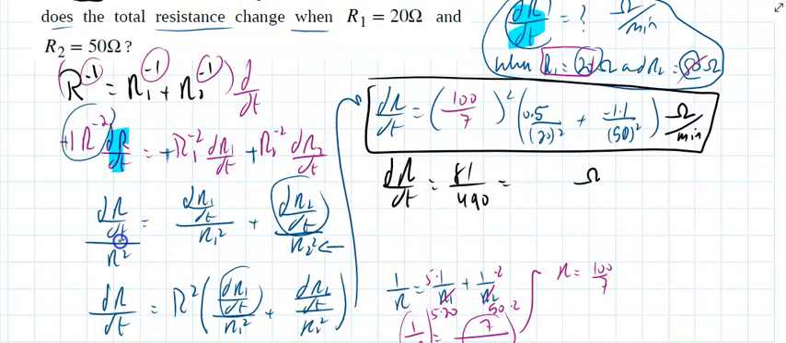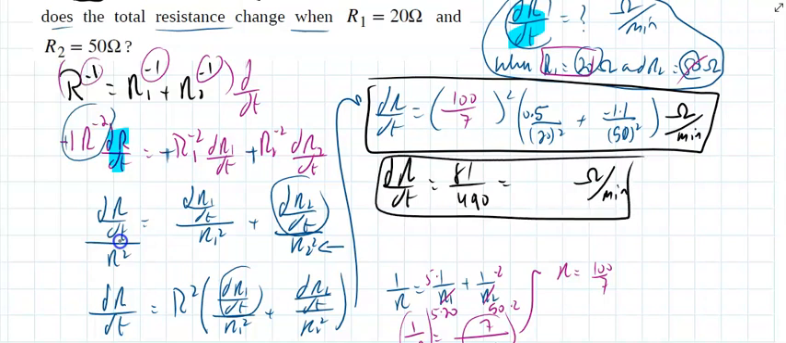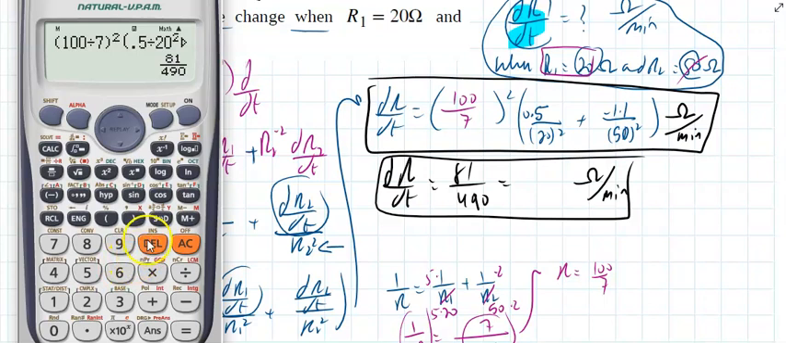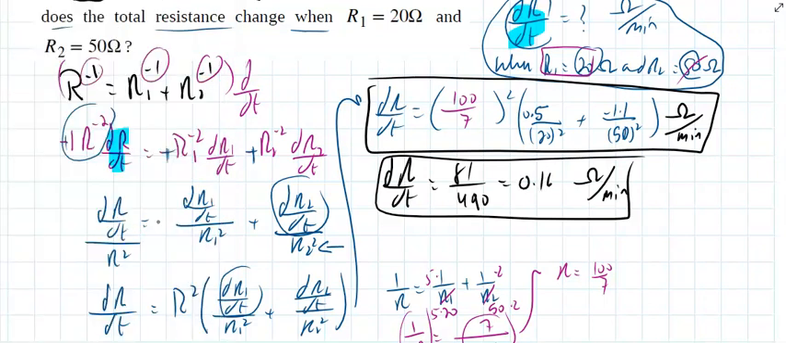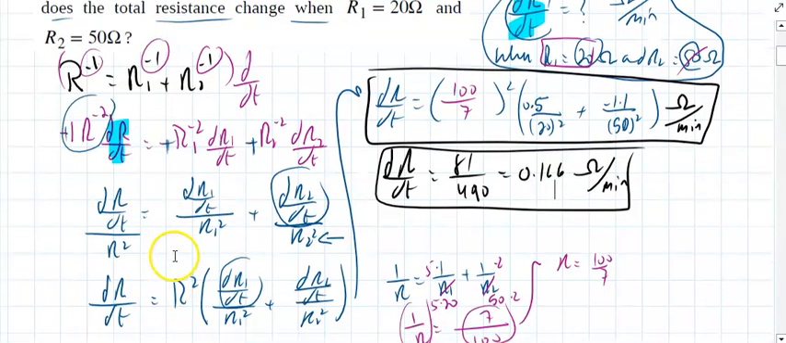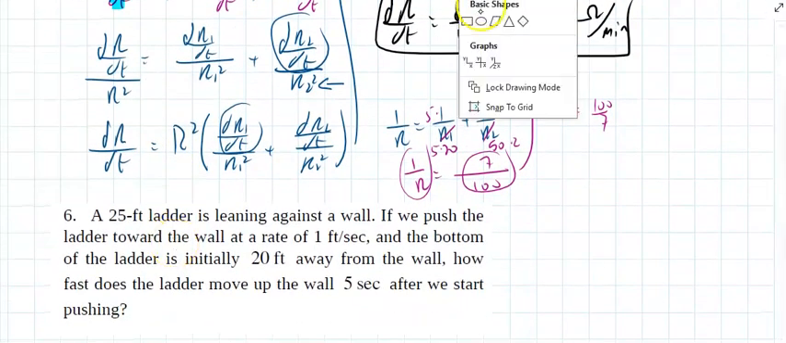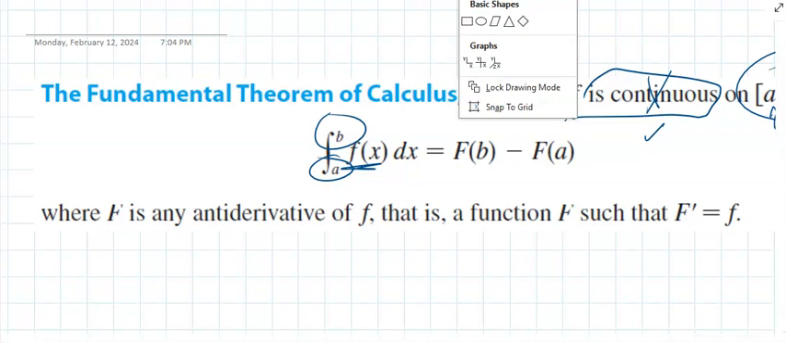Or simply, if I want the decimal, 0.166. And there it is. So here they gave us the formula. We just used it. We didn't have to do much.